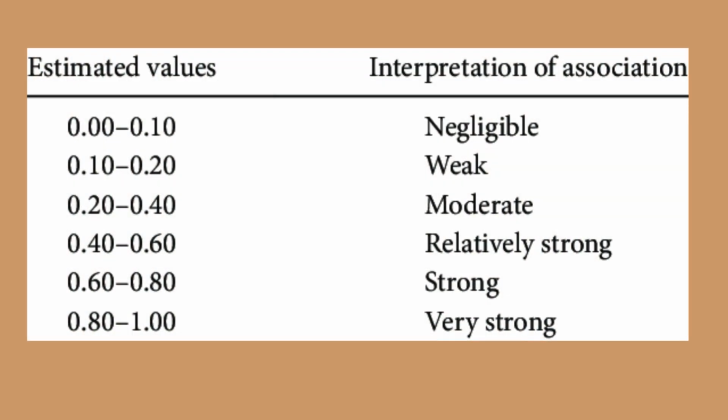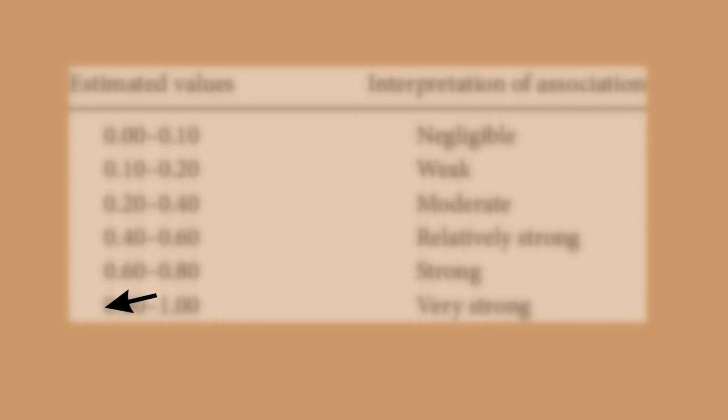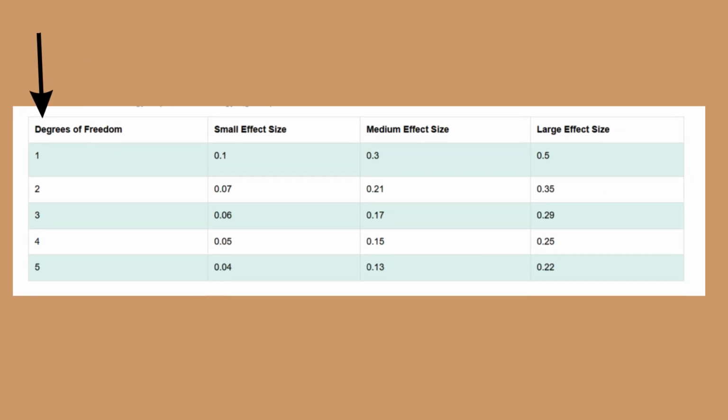When interpreting Cramér's V, the value always lies between 0 and 1. A value of 0 means there is no relationship between the two categories, while a value close to 1 means a very strong relationship. The size of the effect depends on the degrees of freedom, df, which are based on how many categories are in the data table. For example, when df equals 1, values around 0.1 show a small effect, 0.3 a medium effect, and 0.5 a large effect.